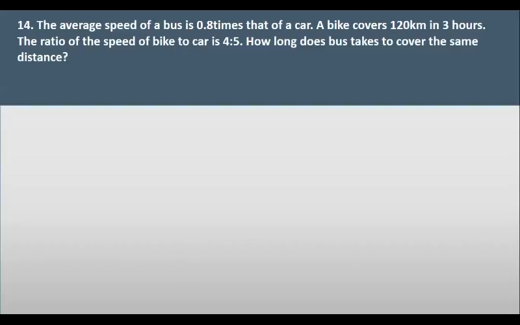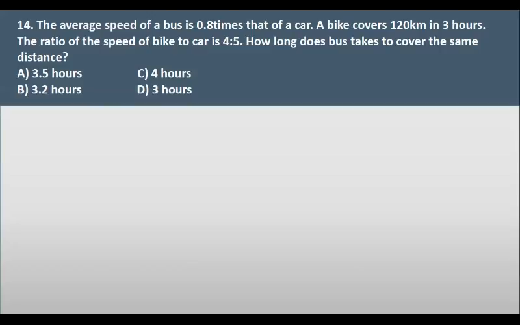So let us begin. 14th question: the average speed of a bus is 0.8 times that of a car. A bike covers 120 kilometers in 3 hours. The ratio of the speed of the bike to that of the car is 4:5. How long does the bus take to cover the same distance? The options are 3.5 hours, 3.2 hours, 4 hours and 3 hours.